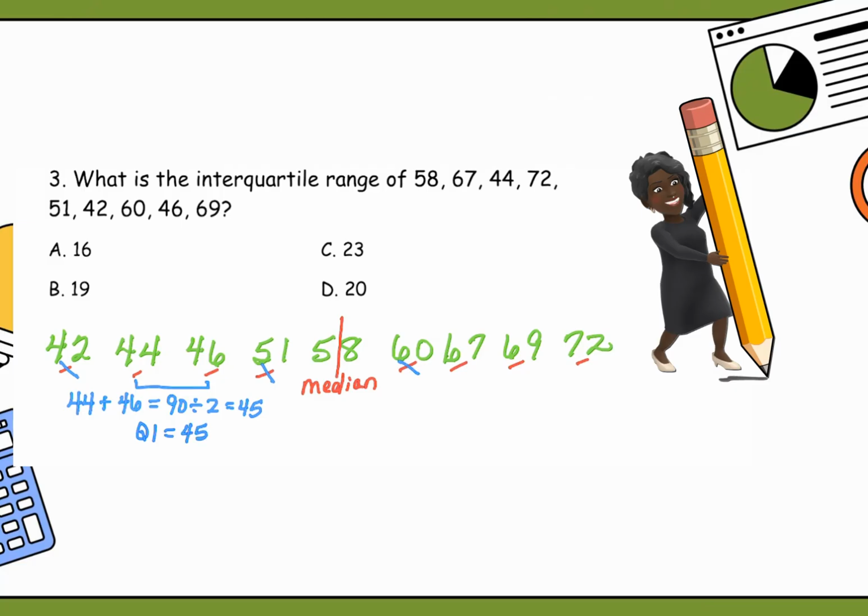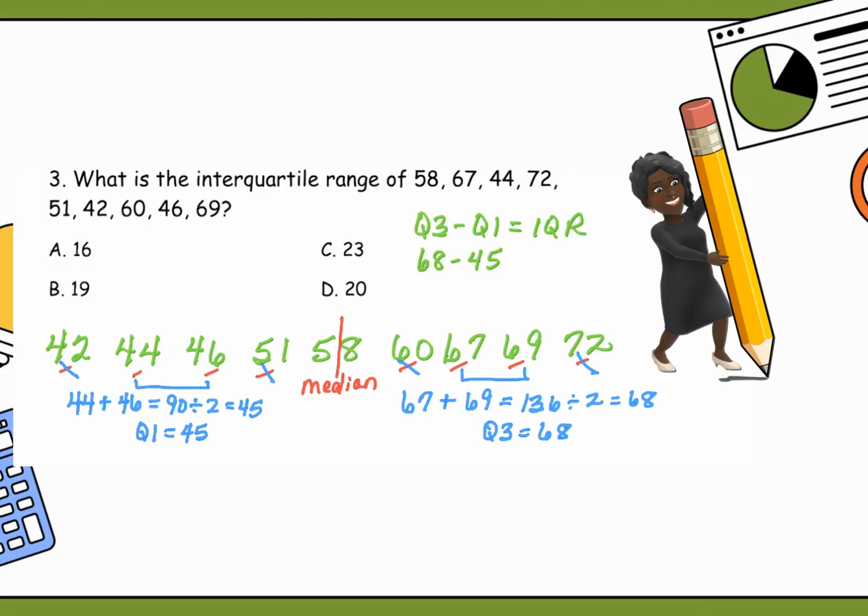Now we find the middle value for the upper quartile. And we add 67 plus 69, and that will give us a total value of 136. We divide that by 2 because we've added two numbers together, and that is equal to 68. So our Q3 value is equal to 68. Q3 minus Q1 is equal to our IQR, which is our interquartile range. So let's substitute in the values to get 68 minus 45. That answer is 23. Letter C is the answer for this question.